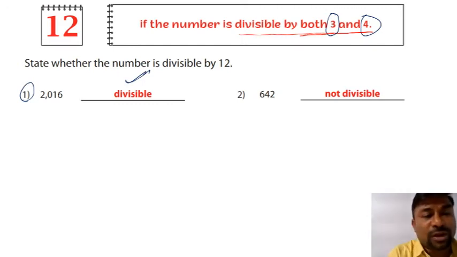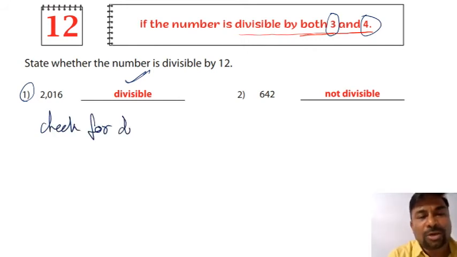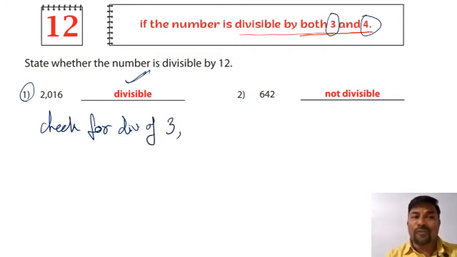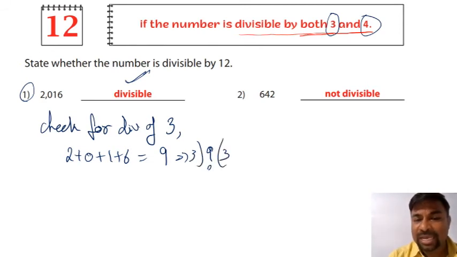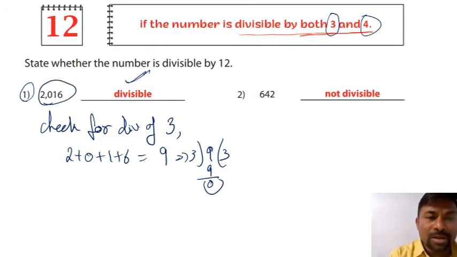Let us check for divisibility by 3. What is the rule for divisibility? Sum of all the digits. Take all the digits: 2 plus 0 plus 1 plus 6. It's nothing but 9. Is 9 divisible by 3? Yes, so the number is divisible by 3. Okay, condition 1 is satisfied.